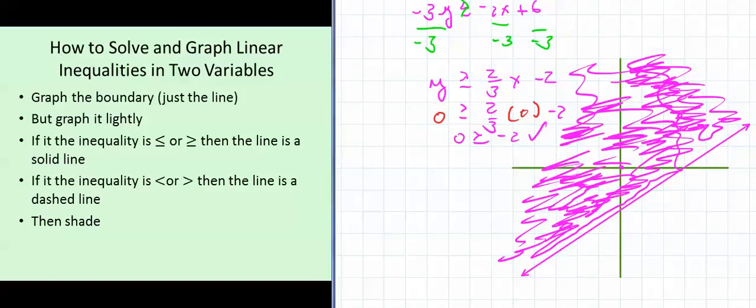It's very simple. We graph the boundary. It's either going to be solid or dashed. We pick a point. I use 0, 0, and then we shade. Simple enough. All right, I hope this makes sense. I know it is a little bit long, but hey, that's okay.